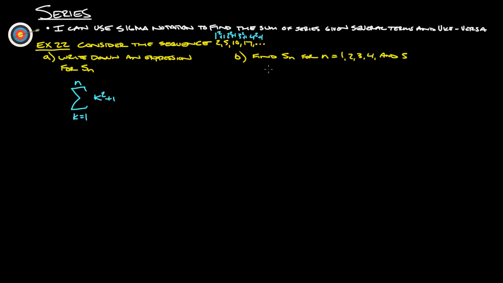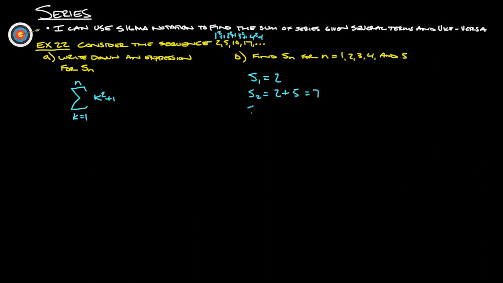Anyway, find S of n for n equals 1, 2, 3, 4, and 5. So we've got S of 1. For the first term, we put a 1 in there. We already know that's just 2, because the sum of just the first term is 2, since that's the only one we have. S of 2 is going to be the first term plus the second term, so 2 plus 5, and that gives us 7.